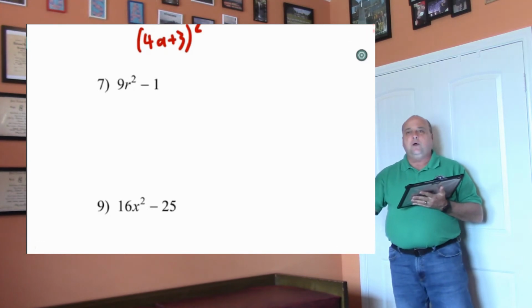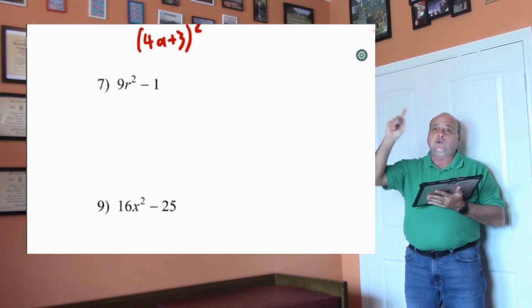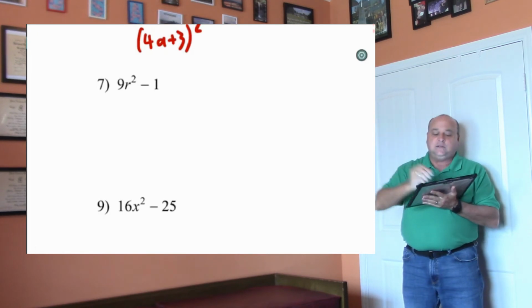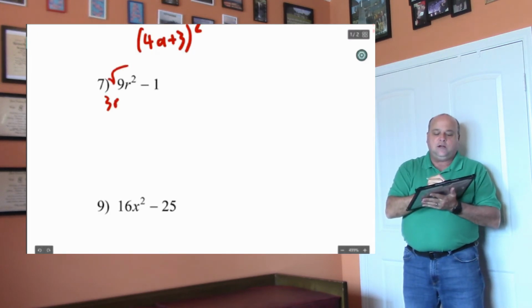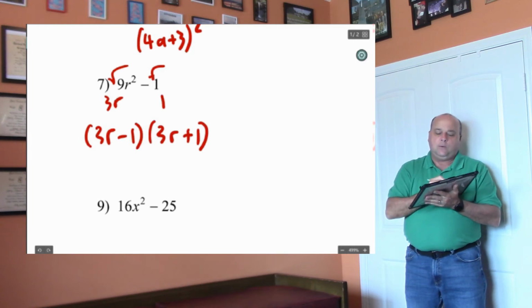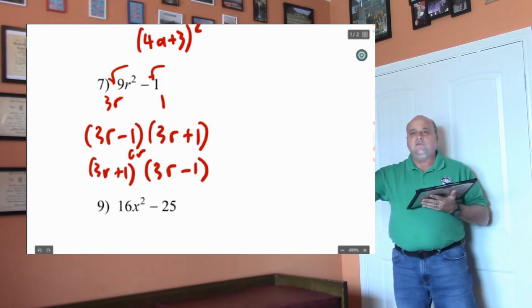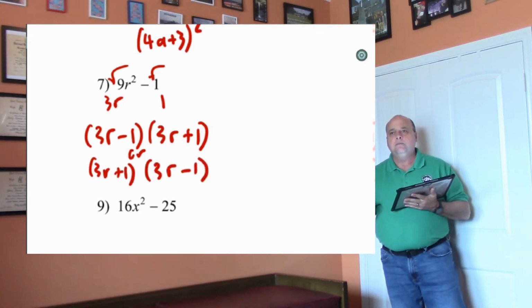Number 7, these are both perfect squares, but the middle term is eliminated, isn't it? So the signs are going to be opposite signs. So what's the square root of 9r? It's 3r. What's the square root of 1? It's 1. I'm going to have 3r minus 1 and 3r plus 1. And remember, you could write that either way. You could put the plus first and the minus second, couldn't you? Either way would work, okay?